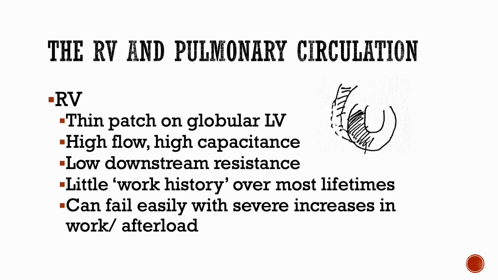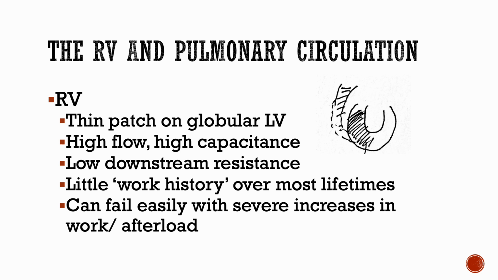There's a lot of flow that goes through there, same as would go through the left heart. It has very low downstream resistance. It doesn't have to contract that forcefully just to get blood moving from the ventricle into the pulmonary circulation, which typically is a very low resistance system as well.